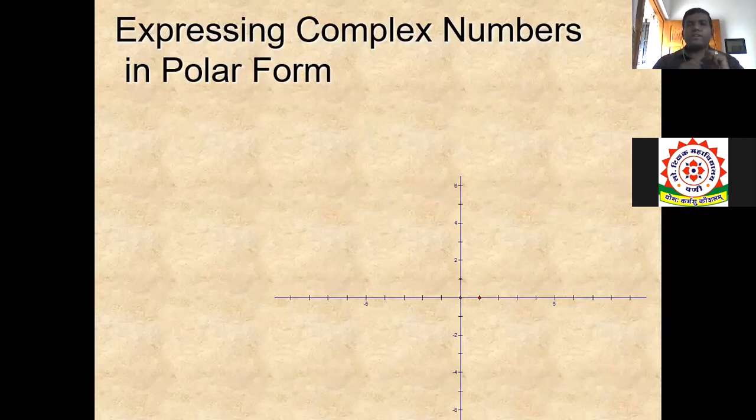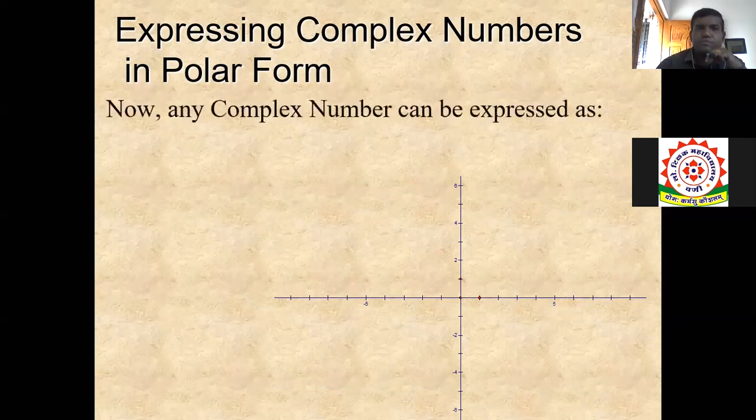In polar format. A plus ib is simply a Cartesian form. Now in polar form, any complex number can be expressed as x plus iy.